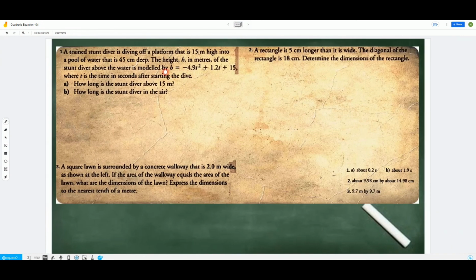Okay, here are three word problems. If you're interested, you can solve these word problems, and the answers are listed here.